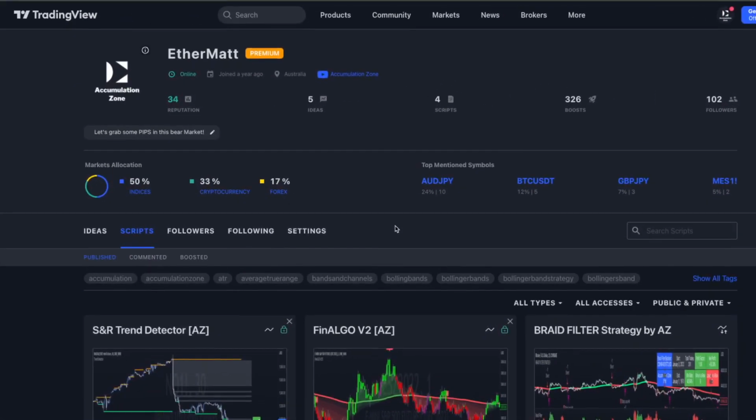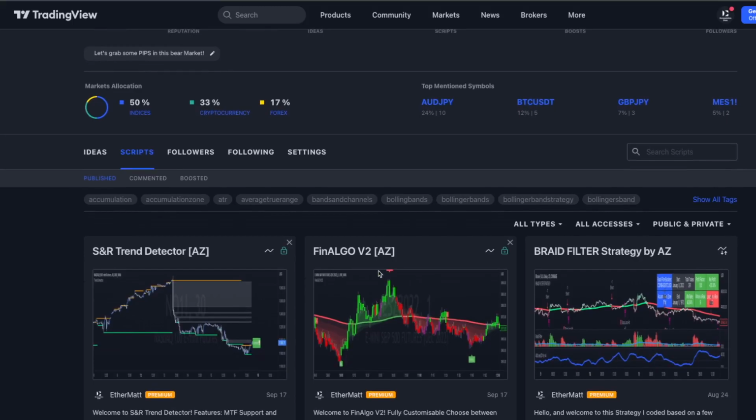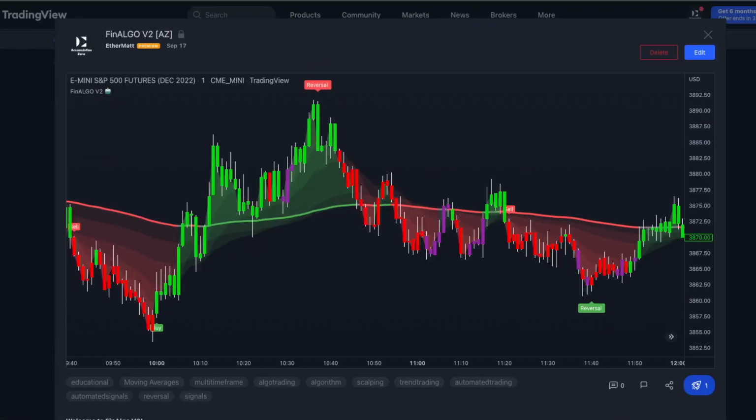The next big update is going to be our new release of the FinALGO version 2 and the support and resistance trend detector indicator. So let's get started with the new version of FinALGO.